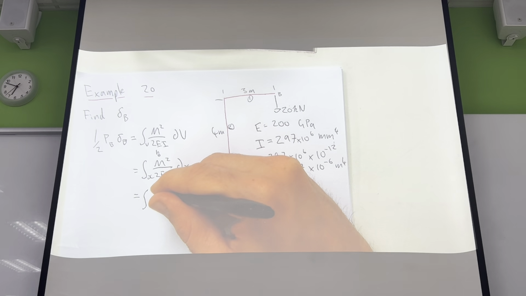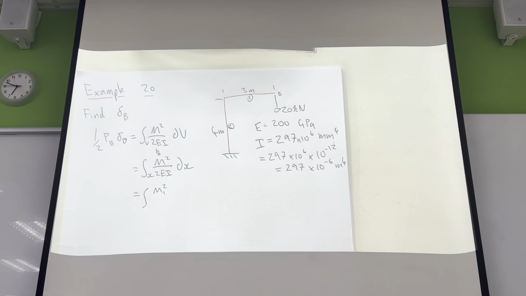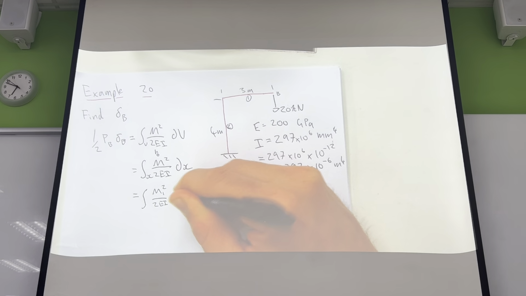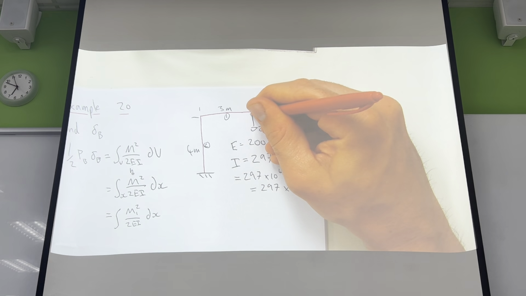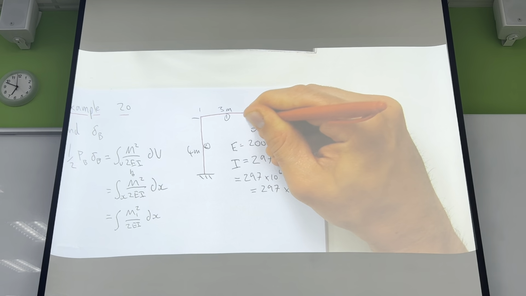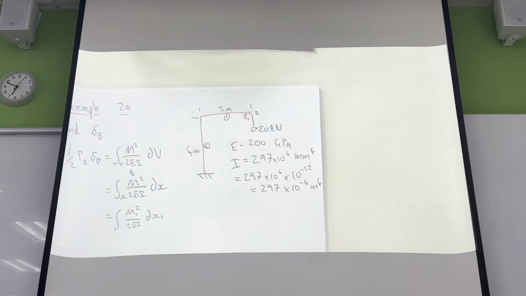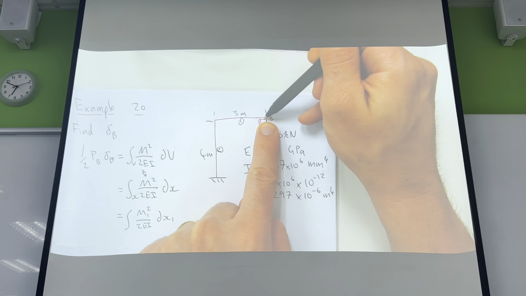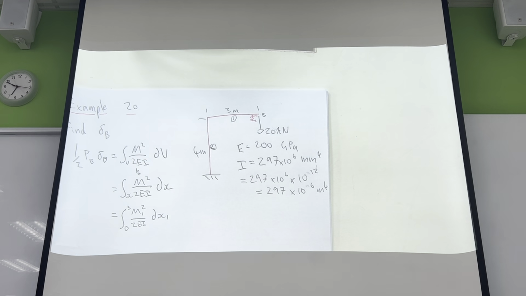So the moment in section 1 squared divided by 2EI, and if I call this distance x here x1, we're going to integrate over distance x1. And obviously it goes from the start of x1, for all those 3 meters. So we're going to go from 0 to 3.